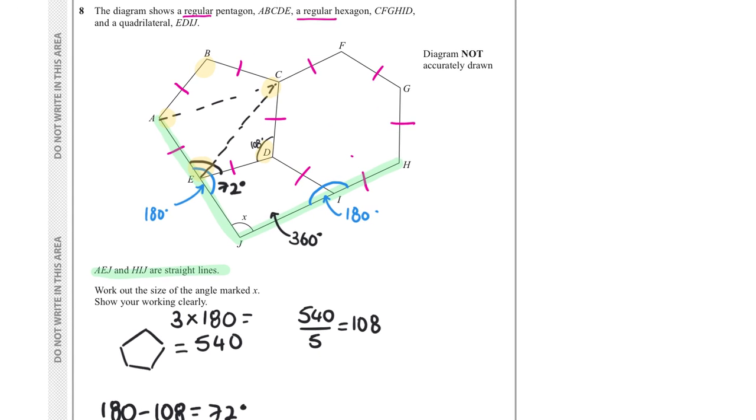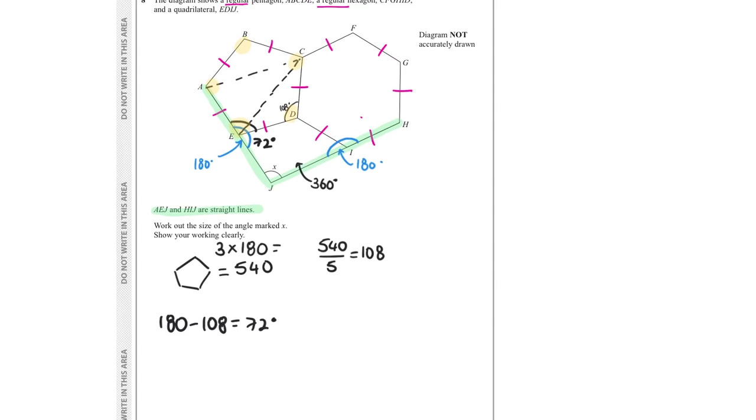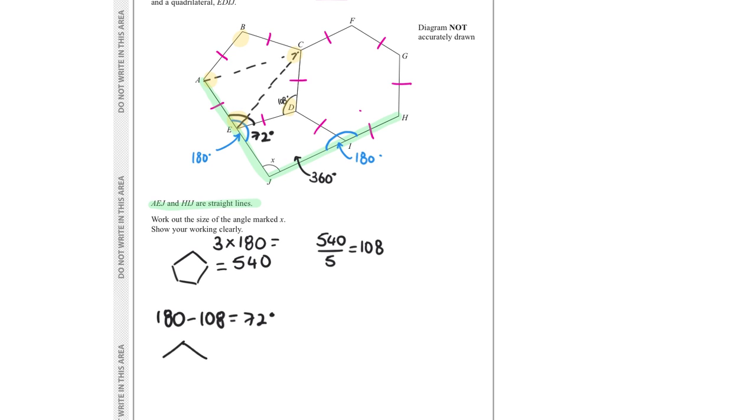Next up, we have the hexagon. What do I know about a hexagon? How many sides does it have? 6. How many triangles can I make in the hexagon? 1, 2, 3, 4. So 4 times 180 equals what? 720. How am I going to find one angle? 720 divided by 6. 720 divided by 6 is 120 degrees.